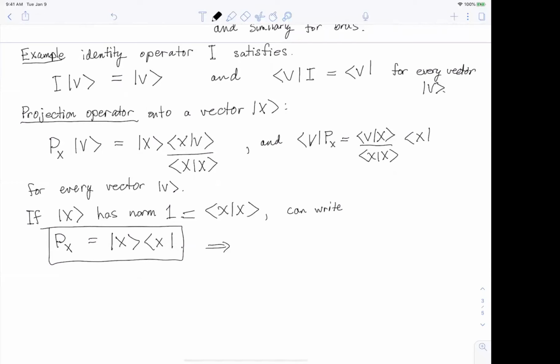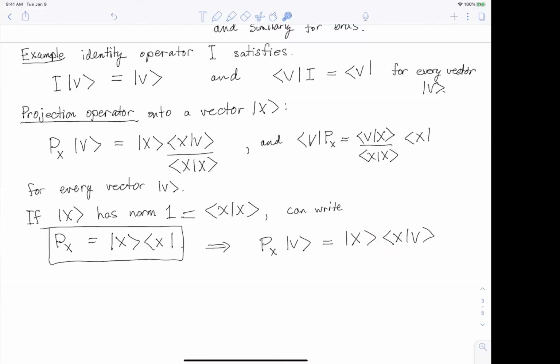And so that tells us P sub x acting on any vector is x times the inner product of x with V. So notice, this right here is a complex number. That's telling us when we project onto the vector x, we get something proportional to x. And how proportional is it? This is the constant of proportionality, x inner product with V.